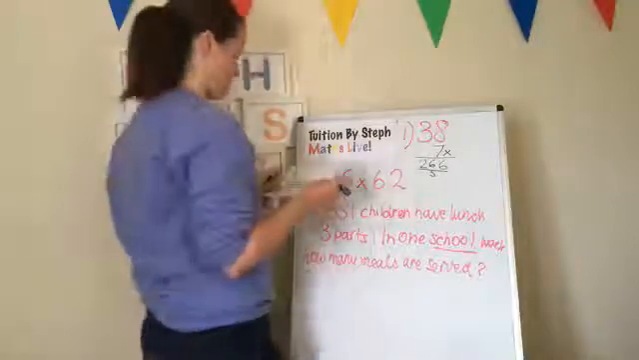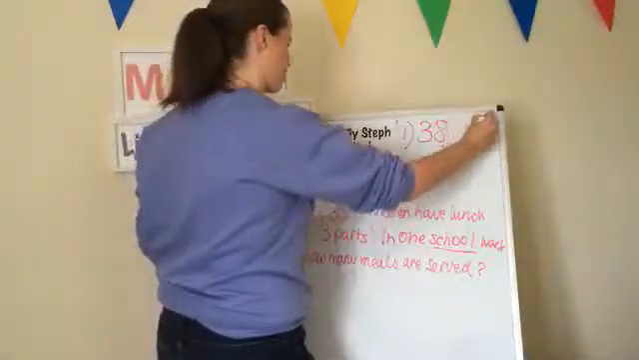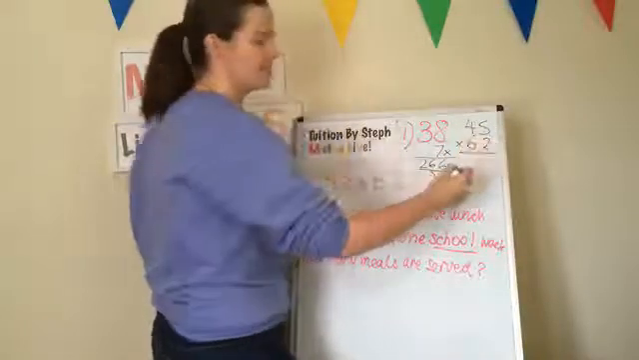See? So you can get it wrong. Right, 45 times by 62. Well, at least I got it right during the lesson.